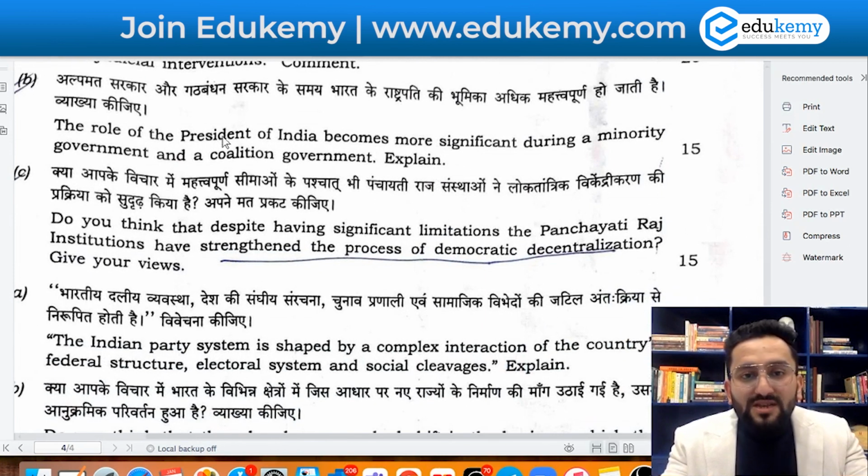Now, the role of the President of India, a direct question from the executive part: the role of the President of India becomes more significant during minority government and coalition government. It means you need to talk about the discretionary power of the President of India, but you should not directly jump to discretionary power. You need to talk about the role of the President of India. Means it's not that all the roles need to be discussed, but first talk about the stature, the office, and then talk about what conditionalities emerged during this time, right? And also talk about the ambiguities and the possible ramifications of this scope where the President has discretionary power, right?